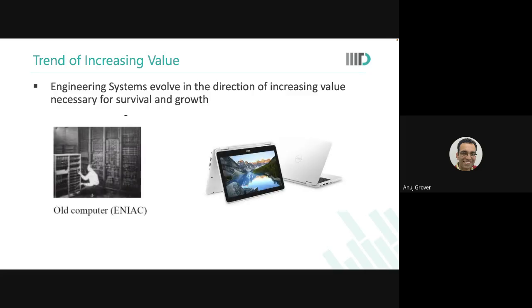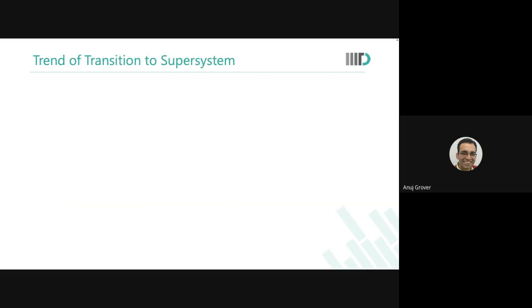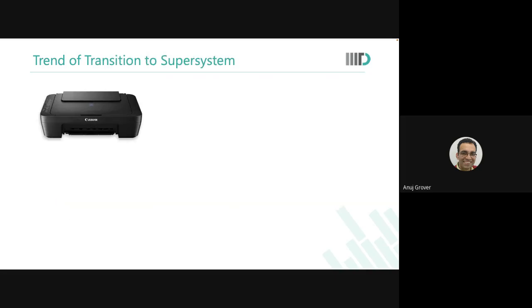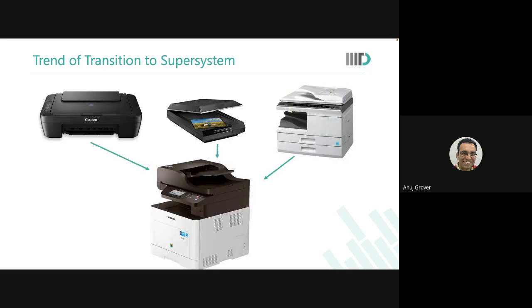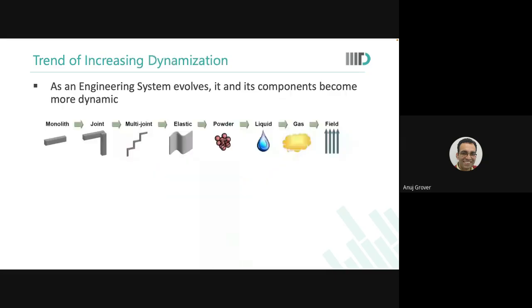An old computer was this whole big, one computer as big as a whole corridor, not just a room. Hmm? And today you have a computer in your pocket. Actually, I should not even be showing a laptop. You carry a computer in your pocket. A trend of transition into a super system. There was a printer, there was a scanner, and there was a photocopier. Today you have an all-in-one. It does everything.